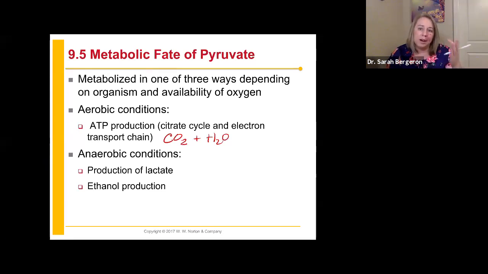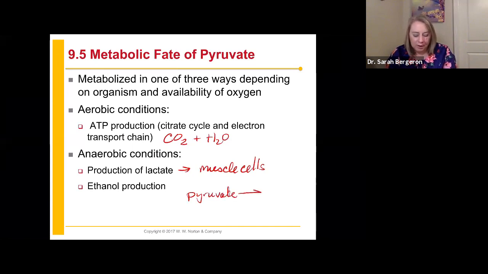Then there are anaerobic conditions. Anaerobic conditions will make one of 2 different things. You can make lactate. This happens in our muscle cells, and it happens in those muscle cells during really, really strenuous activity, right? Really strenuous activity, where we're going to convert the pyruvate into lactate, right? And so that process is actually going to convert NADH into NAD+.